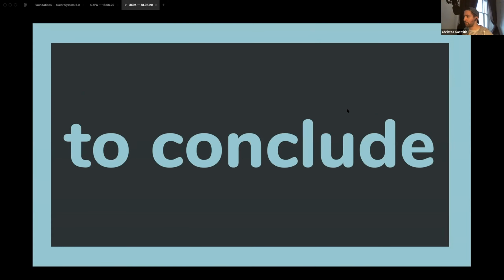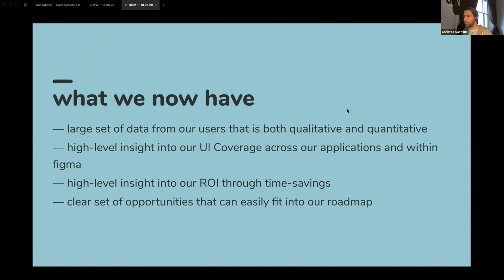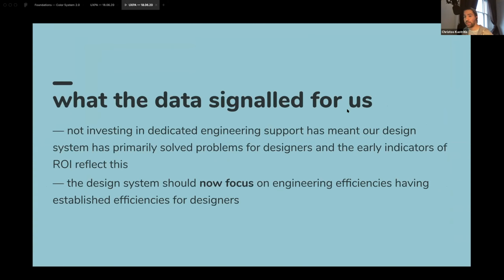But really, to conclude, what we're left with from all of this is a large set of data from our users that's both qualitative and quantitative. We have high level insight into adoption and ROI, and we have a much clearer set of opportunities that we can fit into our roadmap, right? For me, what it signaled was that we didn't really do a good job of investing in dedicated engineering support, and that meant that our design system had suffered more on the engineering side. But now we have lots of sources of data, and we can use that to focus on improving engineering efficiencies and getting that higher count.